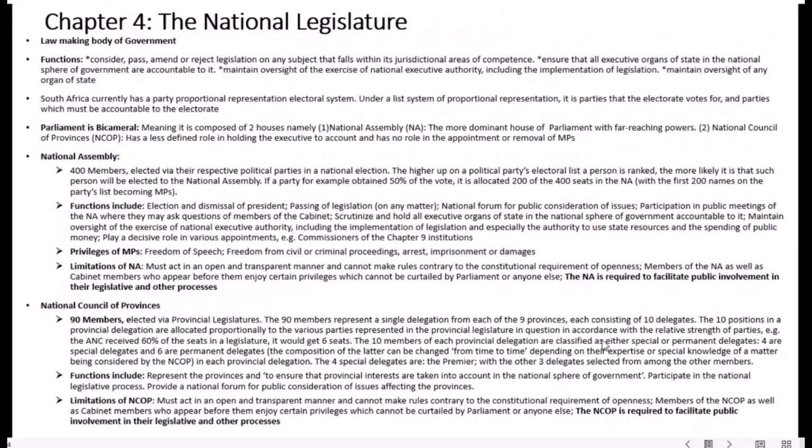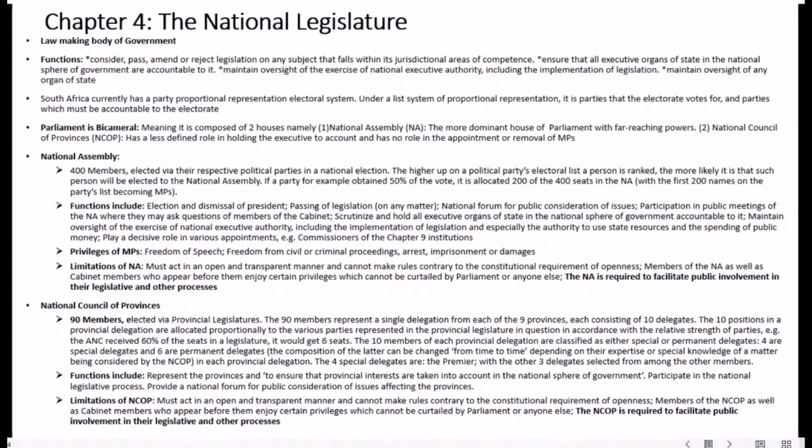Okay, and then the national legislature, colleagues, this is the lawmaking body of government. Its functions include considering, passing and amending or rejecting legislation on any subject matter that falls within its jurisdictional areas of competence. It ensures that all executive organs of state in the national sphere of government are accountable to it. It maintains oversight of the exercise of national executive authority, including the implementation of legislation, and it maintains oversight of any organ of state.